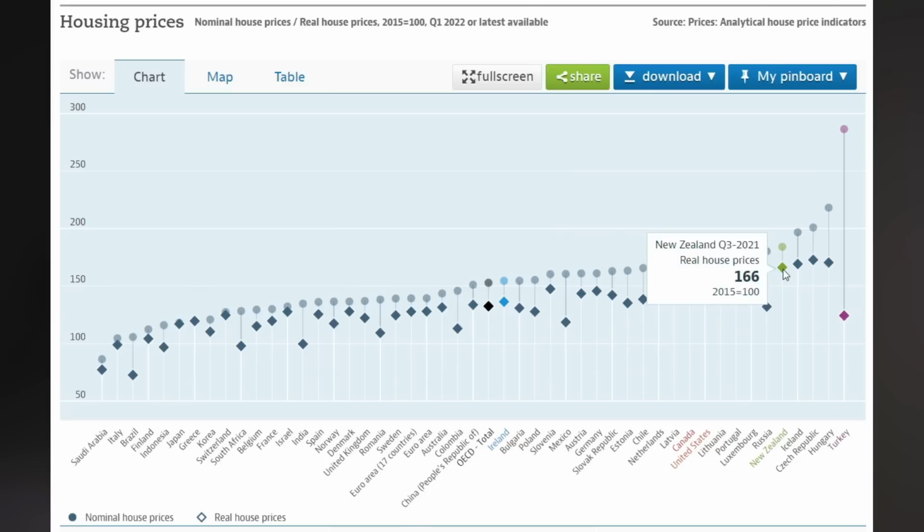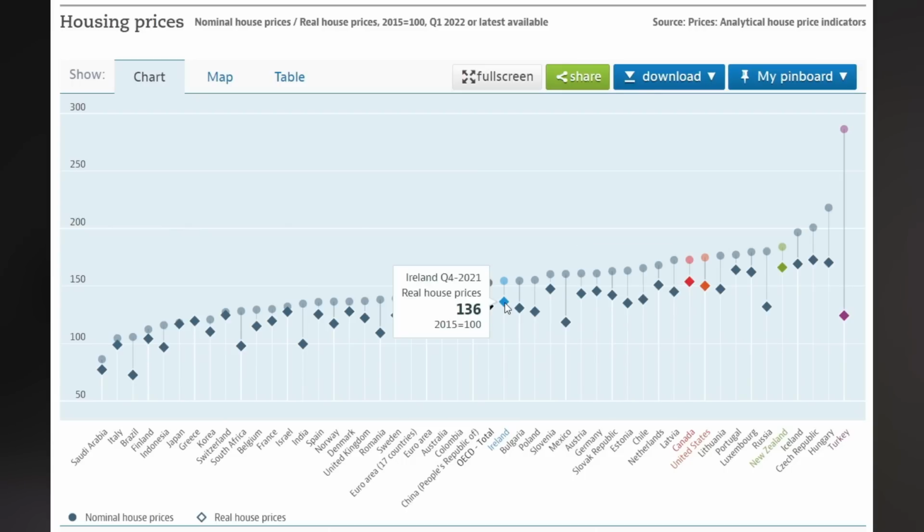In markets like New Zealand, real house prices have increased by 66%. The United States and Canada have seen increases of over 50%, while my home country, Ireland, has seen real prices jump by 36%. The bottom line is that in almost every market within the OECD, house prices have increased significantly since 2015, on both a nominal and real level.